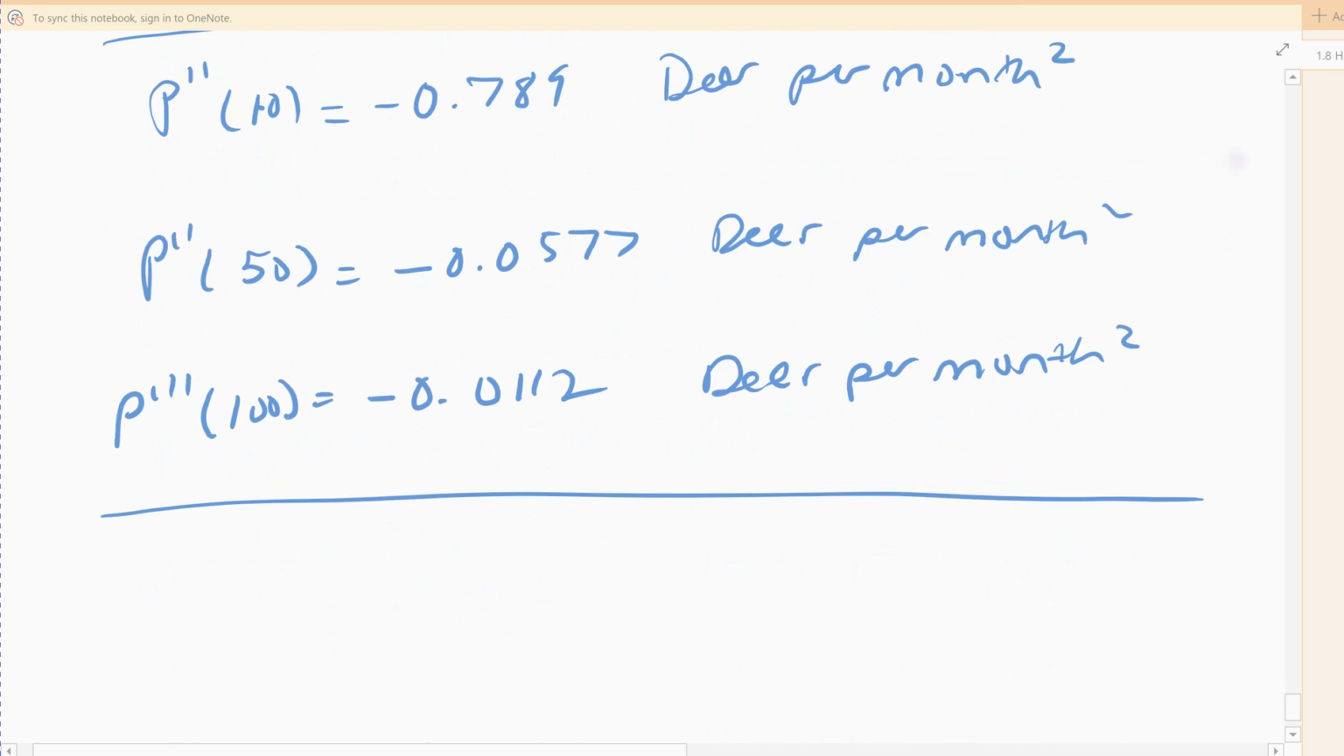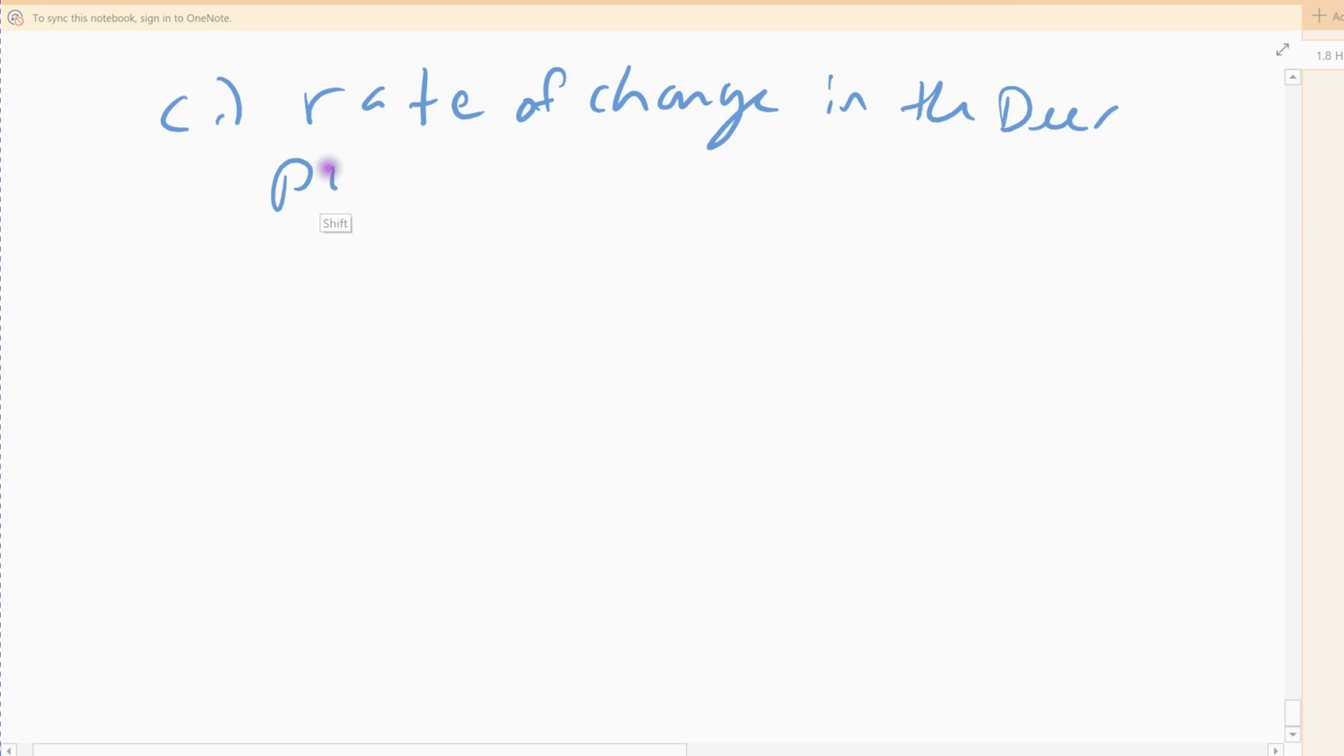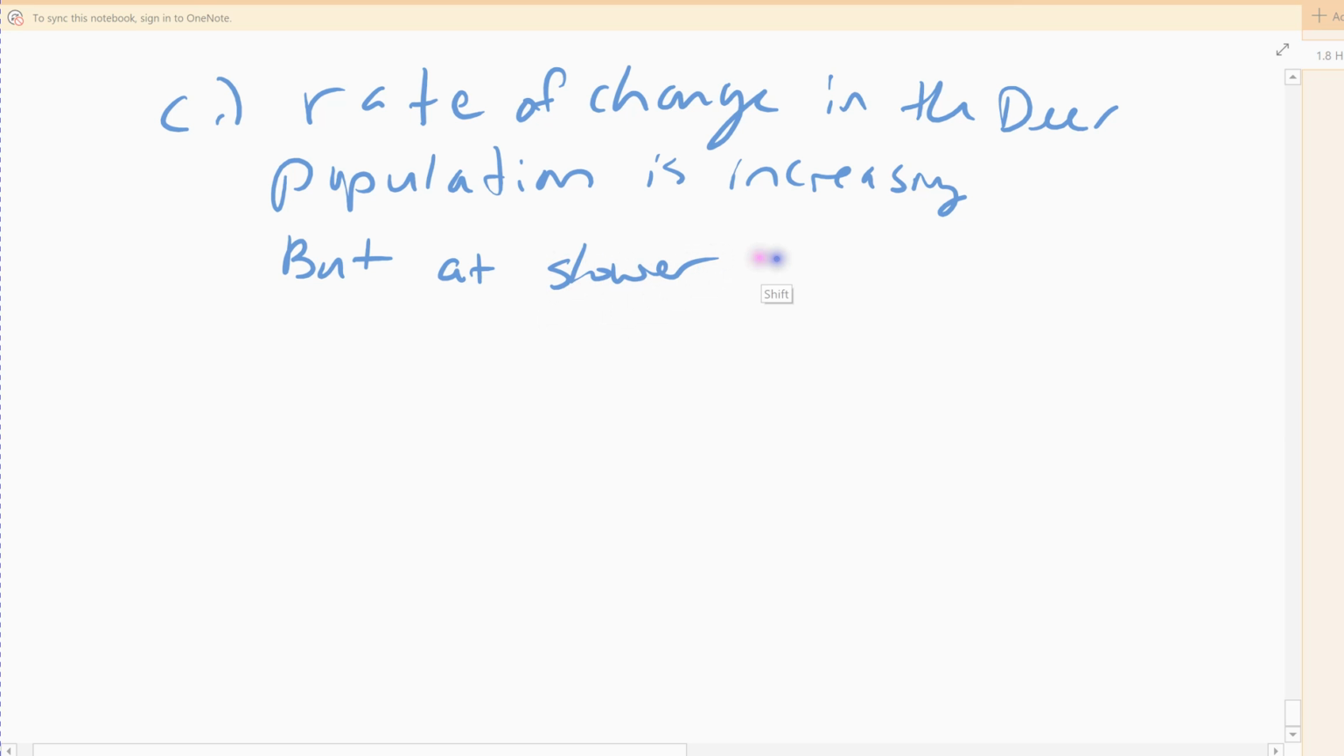Now I'll probably pop up, or at least show you what the graph of the function is so you can kind of see that's what's happening. All right, so see, the rate of change in the deer population is increasing, right? It was always moving up, but, right, because they're all positive, but at slower rates every month.